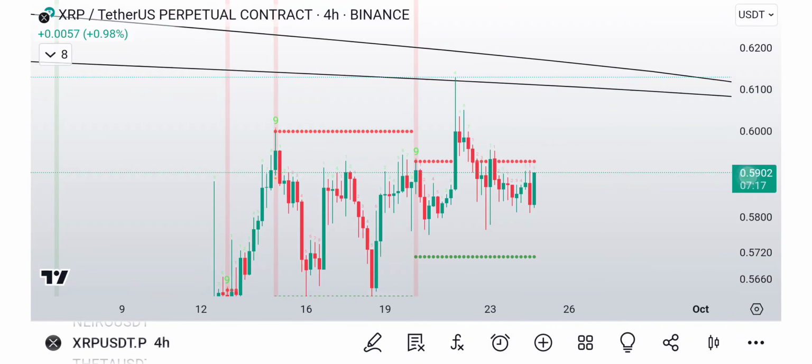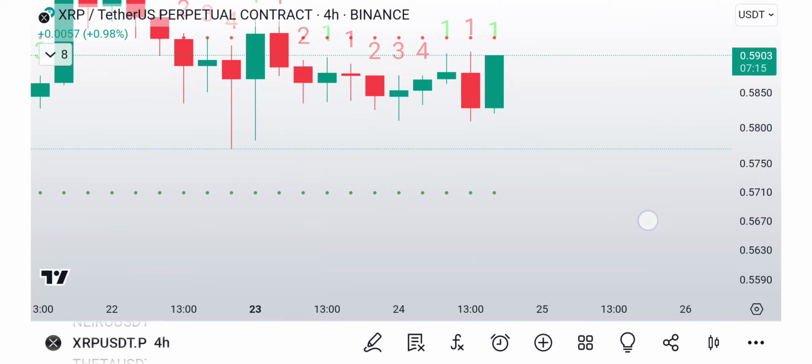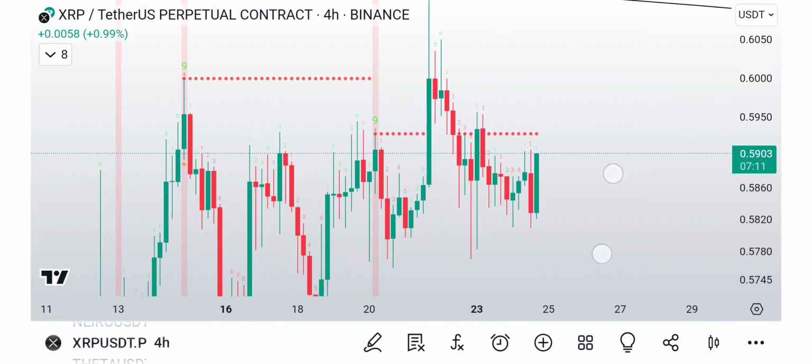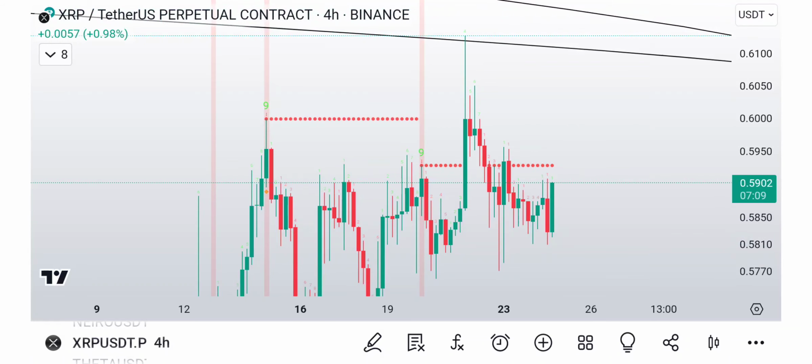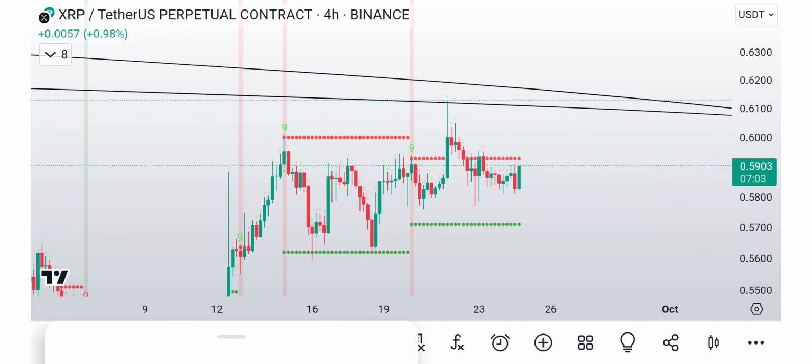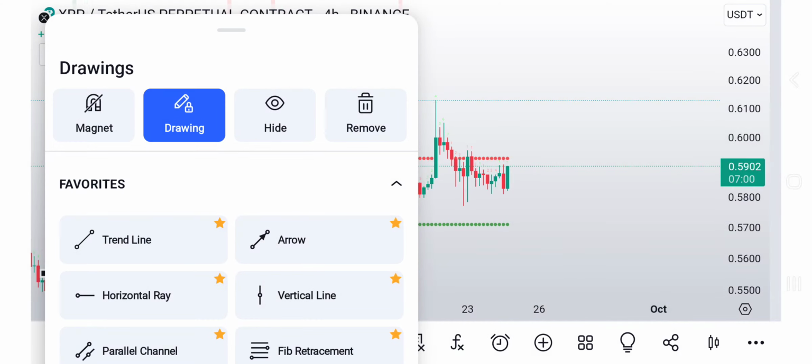Now, looking at the 4-hour, look at that. We got a little bit of an engulfing candle right here. That looks pretty nice. I wouldn't trust it right now. I'd still need some time. It's still up for debate what this is doing.